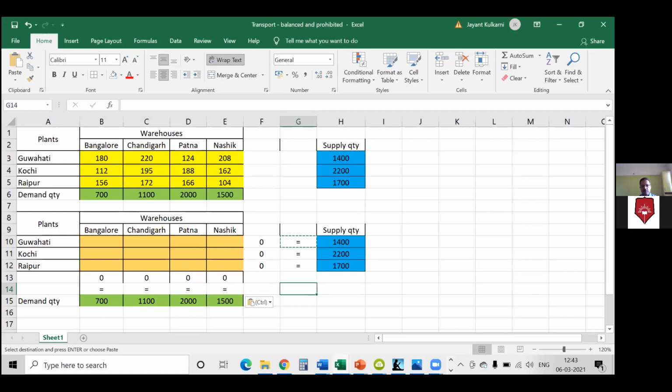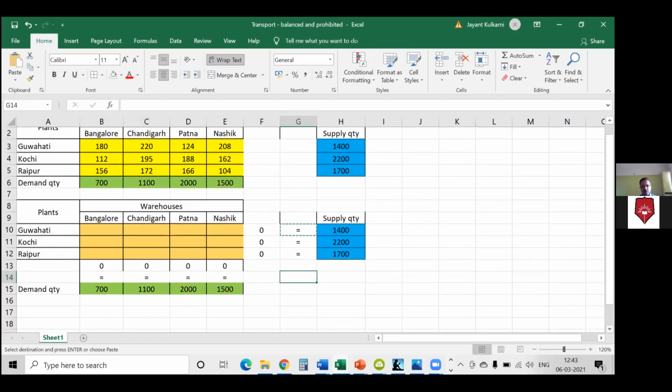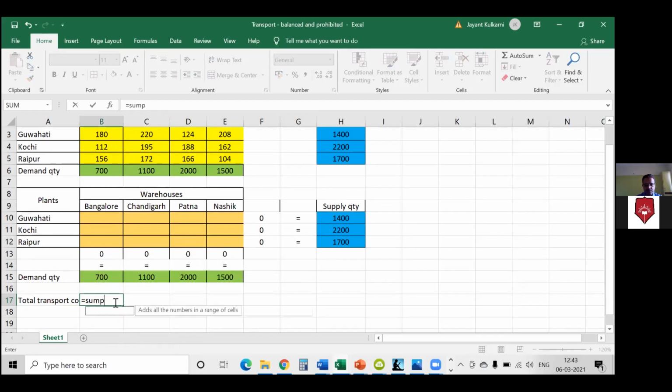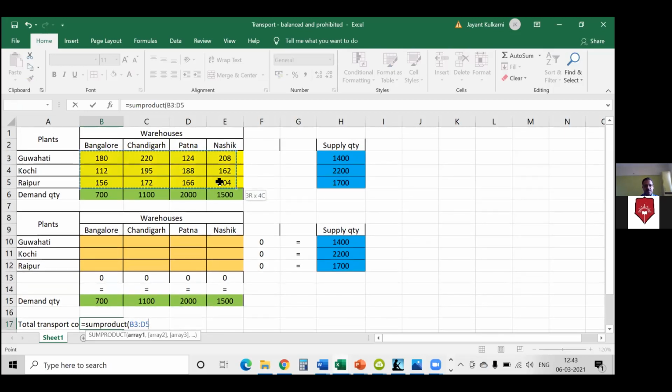The last thing I need to do before I can go to Solver and solve this is to capture the formula for the total transport cost. I know that the formula is of course SUMPRODUCT. So I say equals SUMPRODUCT, and I select the first matrix, which is the yellow matrix, the unit transport cost. Then put a comma and select the second matrix, which is my quantity matrix. Close the bracket, press enter.